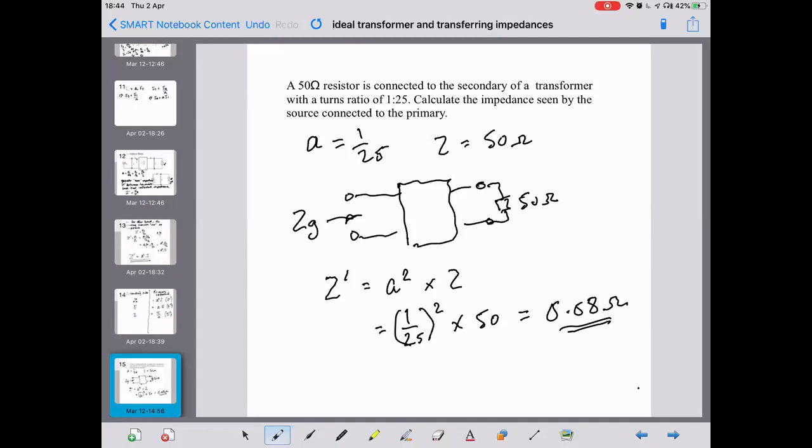Because eventually we'll be transferring more than one impedance and the voltage from secondary side to primary side when we do our analysis on our model. So you need to get comfortable with this.